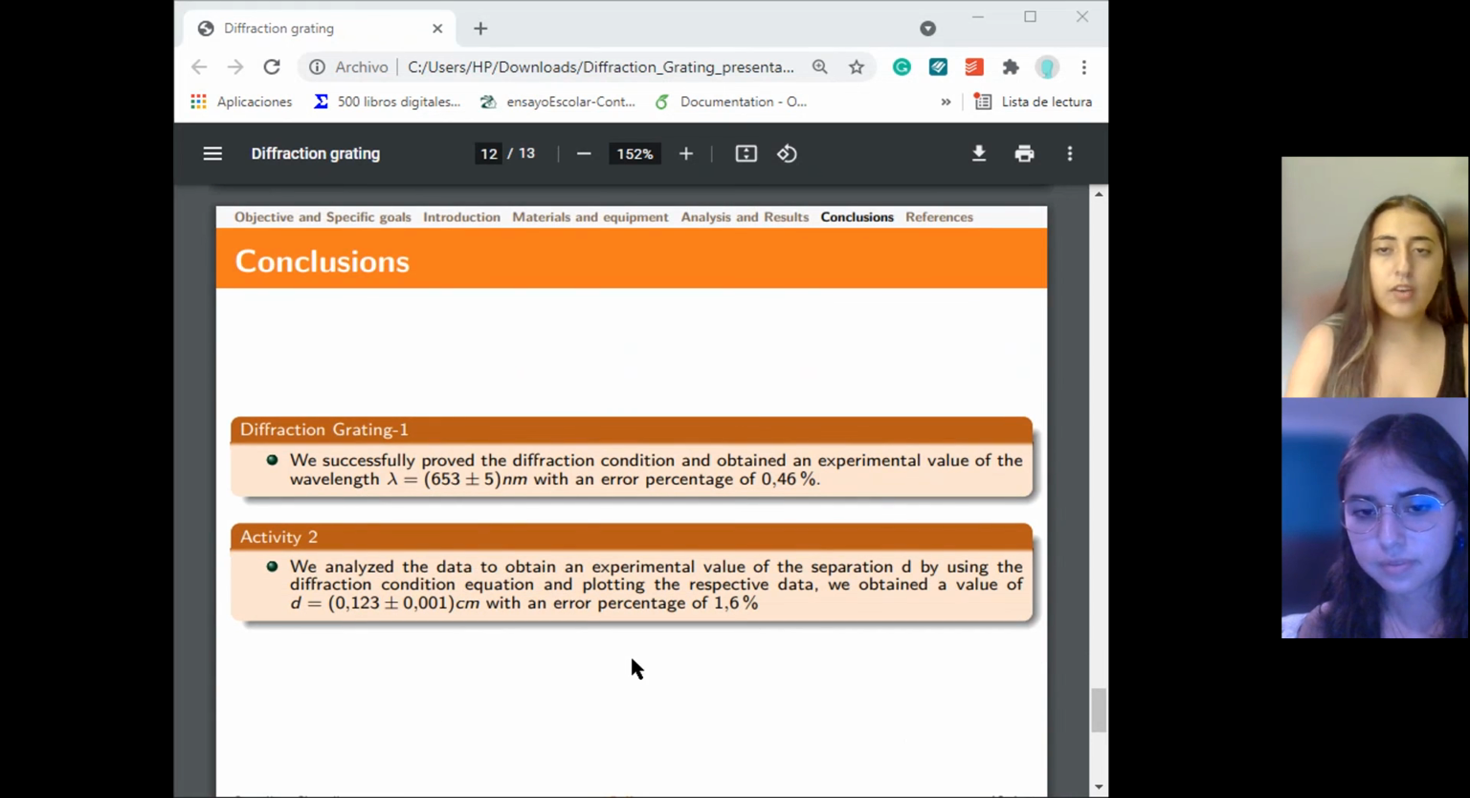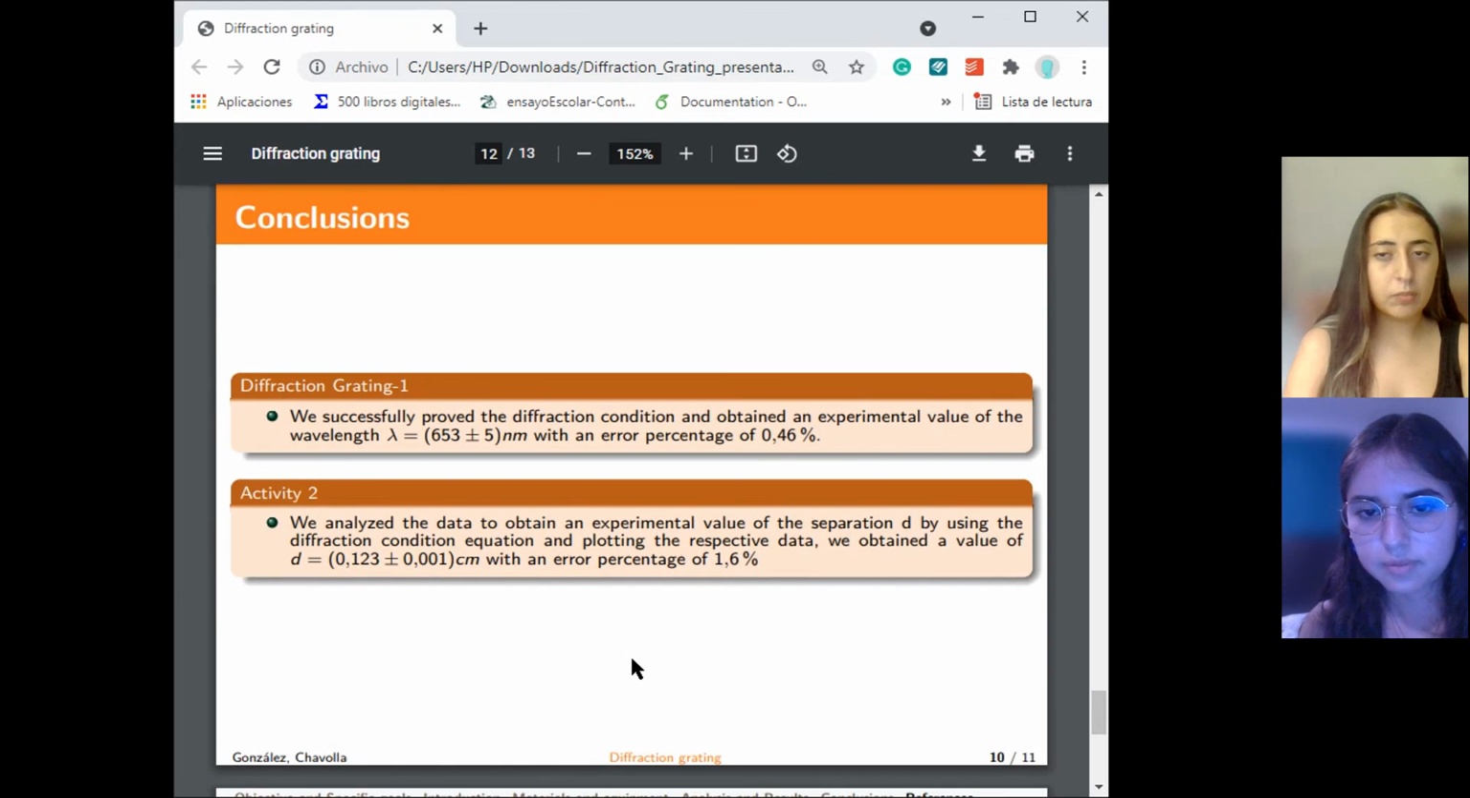And for the conclusions, for the first part of the report, we studied diffraction grating with multiple slits, and we successfully proved the diffraction condition and obtained an experimental value of the wavelength lambda of 653 plus minus 5 nanometers, with an error percentage of 0.46% compared to the manufacturer's manual. Later, for activity 2, we analyzed the data to obtain the experimental value of the separation d by using the diffraction condition, and we obtained a value of 0.123 plus minus 0.001 centimeters, with an error percentage of 1.6% compared to the manufacturer's manual.